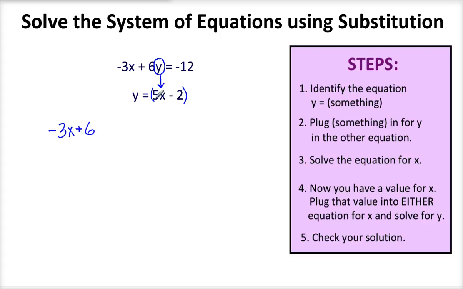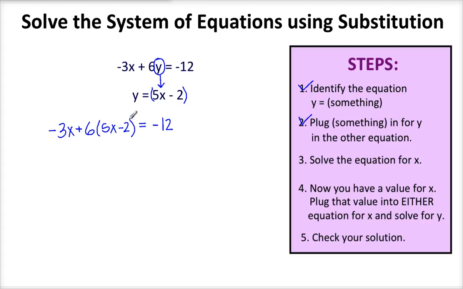Now remember, anytime you substitute an expression in, you want to substitute it in parentheses. So instead of y, I'm writing 5x minus 2, and then this is all equal to negative 12. Now that step took care of steps 1 and 2. Now I have this equation, and I can see that it just has one variable, x, in it. And I know how to solve equations that have just one variable, so I'm going to do that. I'm going to solve this equation for x.